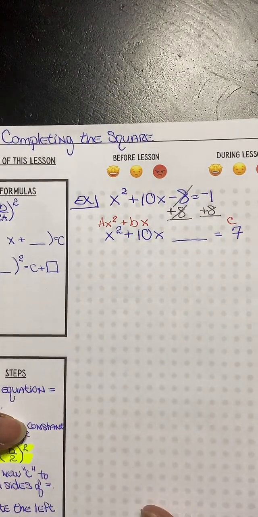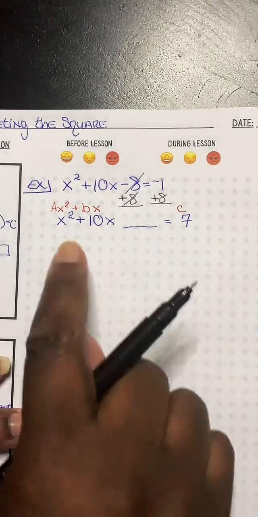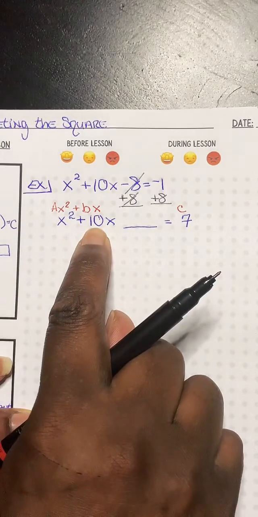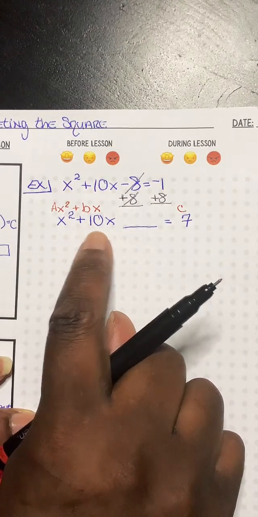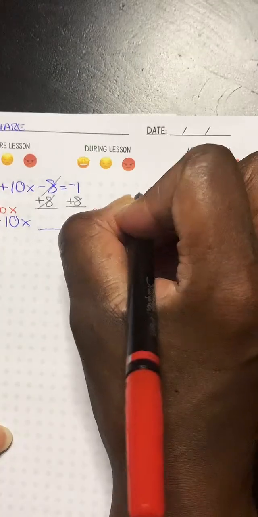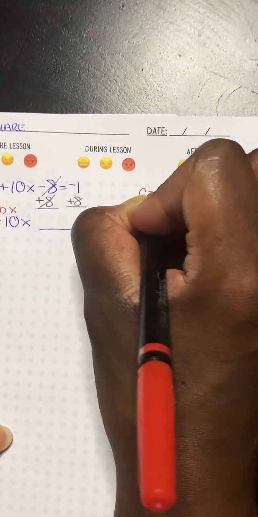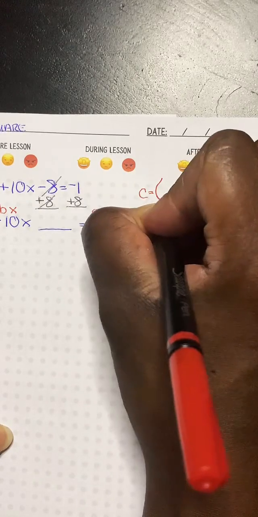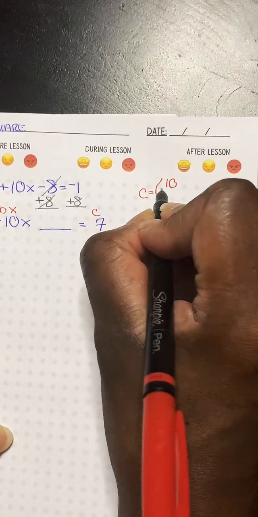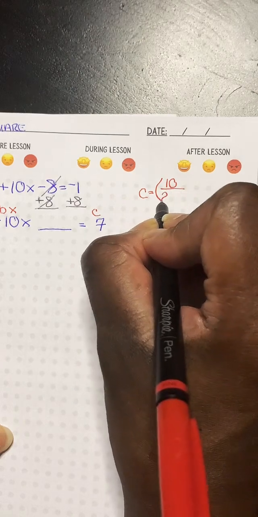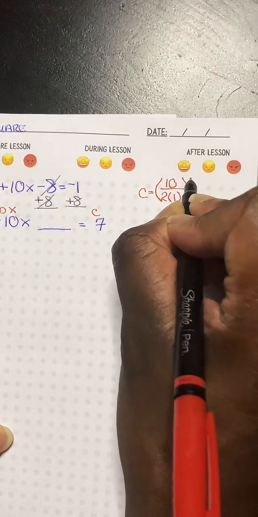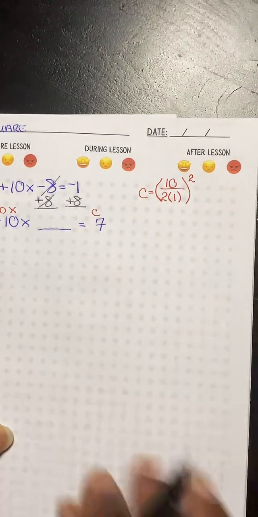So in order for me to do this formula, I need my A, which is a 1. I need my B, which is in front of the x, which is 10. So here I go. My C is going to equal my B, which is 10, over 2 times my A, which is 1. And we're going to square it.